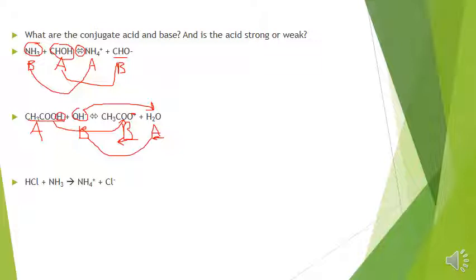And then this reaction down here, the HCl goes to Cl, loses an H, so it's the acid. The ammonia gains the H, so it's the base. But the arrow is only pointing one way. It's a strong acid, therefore there's no conjugates.